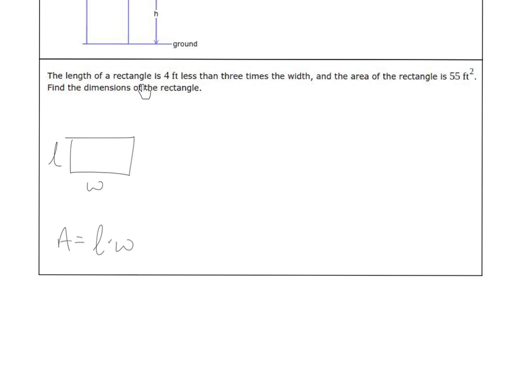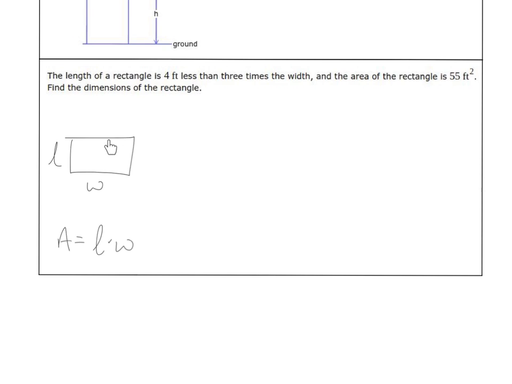So this is a pretty standard quadratic word problem you might find in the algebra class. They're telling us that the length of a rectangle is 4 feet less than 3 times the width, and the area is 55 feet squared. We're supposed to find the dimensions. Well, let's start with what we know before we panic.